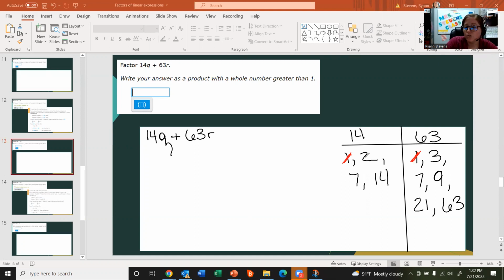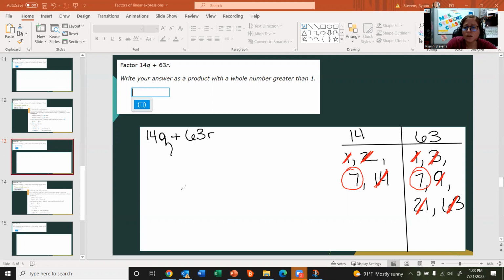If we look at 2, 2 can go into 14, but can't go into 63. We'd eliminate that one. 7 can go into 14. 7 can also go into 63, so that looks promising. And then 14 can go into 14, but cannot go into 63. So it looks like our answer is going to be 7. But just to double check, go through those factors of 63: 3 can't go into 14, 9 can't go into 14, and then 21 and 63 cannot either.